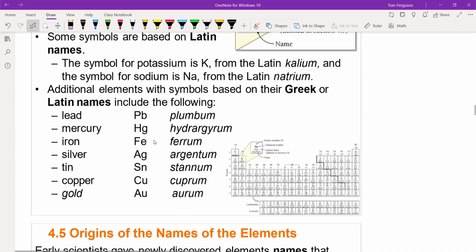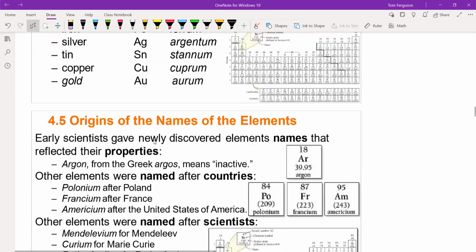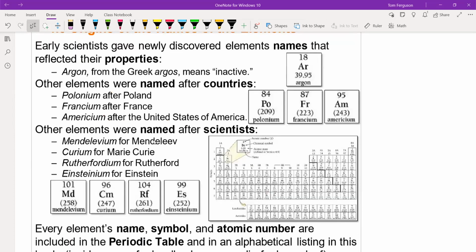Now, you're going to find these names are kind of wild, and they're historical. Lead is Pb, from plumbum. Gold, aurum, silver, argentum, iron, and so on. These are all either Latin or Greek bases. They're also named after countries. Polonium is after Poland, francium is after France.